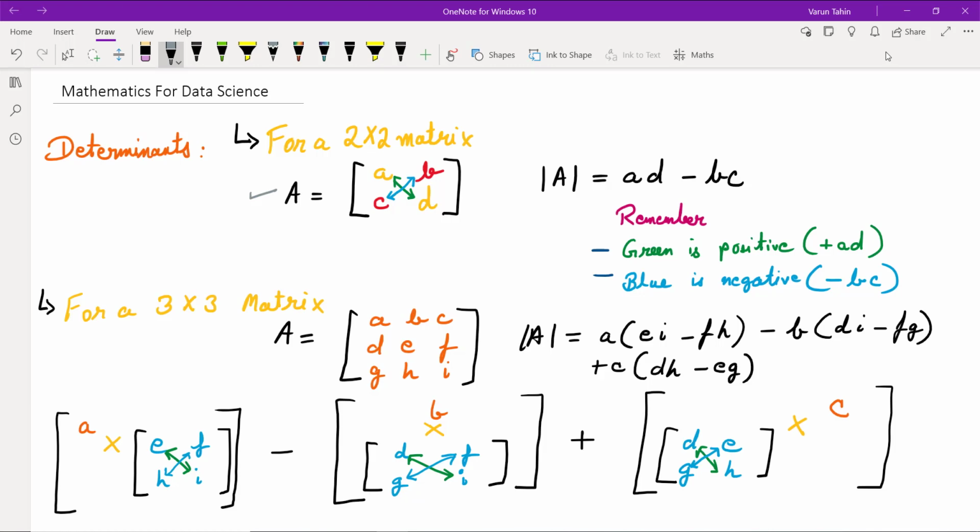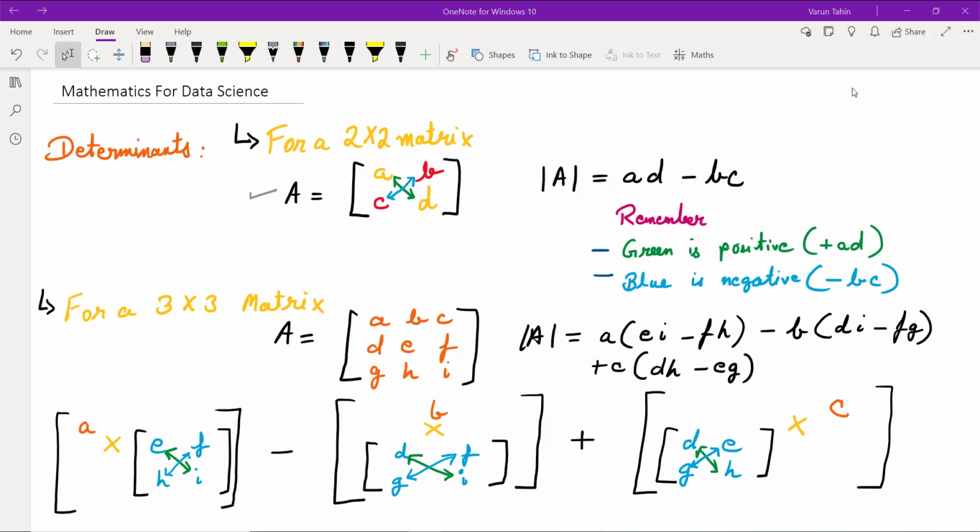It is quite easy to remember this when you think of it as a cross, where green is positive and blue is negative. What we are doing here is multiplying the top left corner element with the bottom right corner element and then subtracting the product of the bottom left corner with the top right corner. This way it becomes a cross and we can do the arithmetic operation on any elements. So this is for a 2 by 2 matrix.